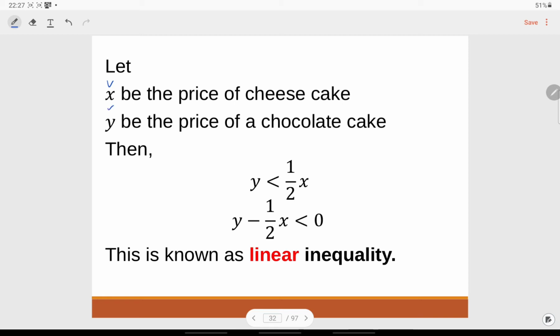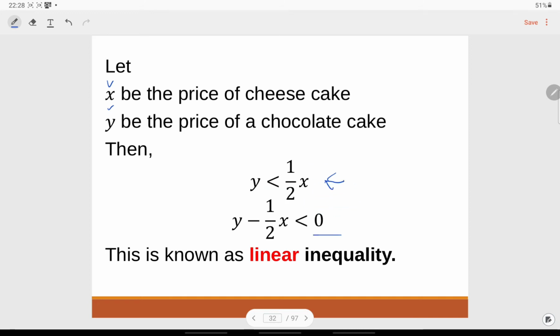Based on the given statement, the price of the chocolate cake is less than half of the price of the cheesecake. So we have what we call an inequality because it is not equal. It is y less than half of x. So we have y less than 1 over 2 times x.